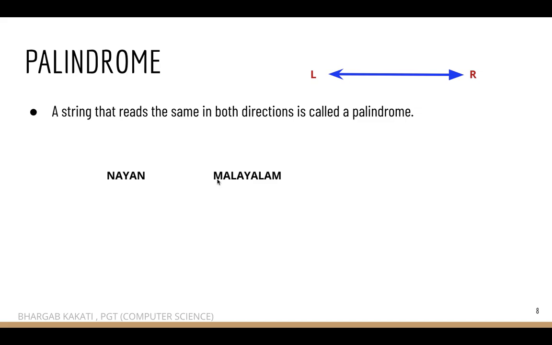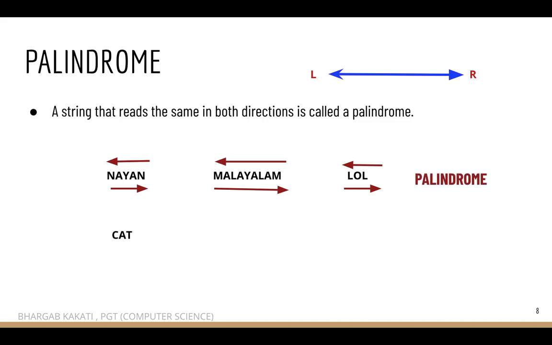Some other examples are like Malayalam. If I read it from left to right or from right to left, it reads the same. Or LOL. If I read from left to right or from right to left, it will read the same. So such kinds of strings which read the same from both directions are known as palindromes. Alright.